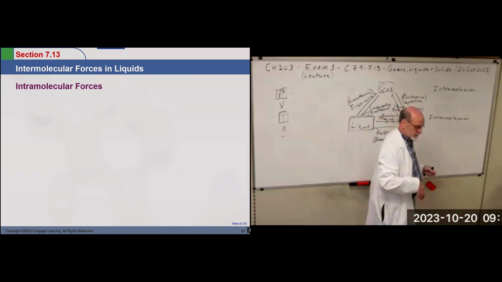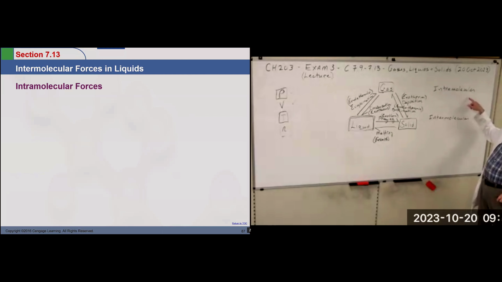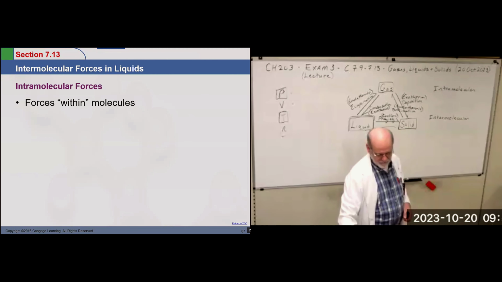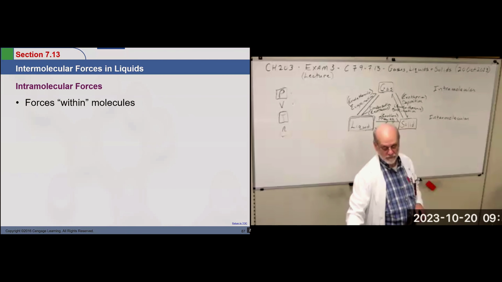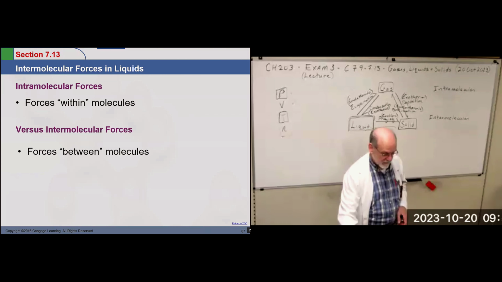Okay. So if we take that and use it in chemical terms, the intramolecular forces are those forces that hold molecules together, the bonds that hold the atoms together. Whereas the intermolecular forces are those that attract molecules toward one another. Right? So I think that's what this is going to say. Forces within molecules, yes, intra, versus inter, those are forces between molecules.